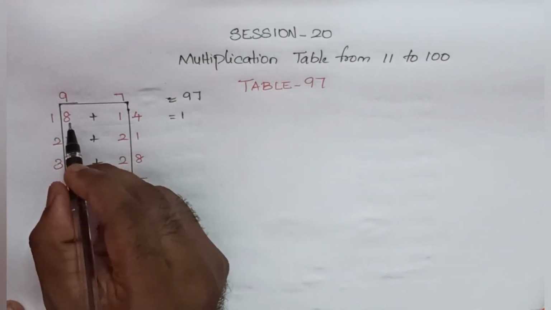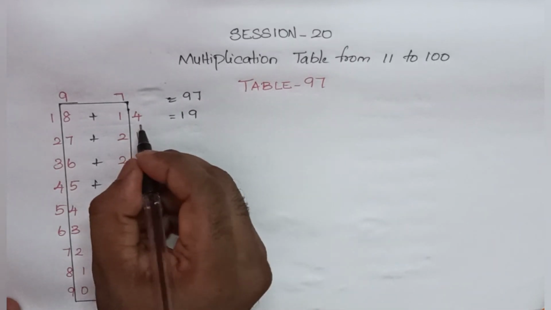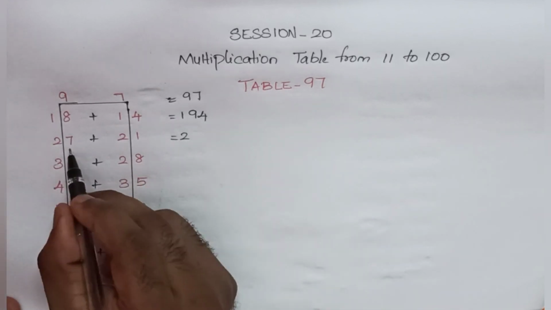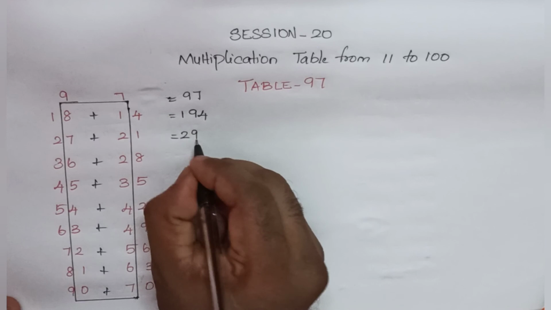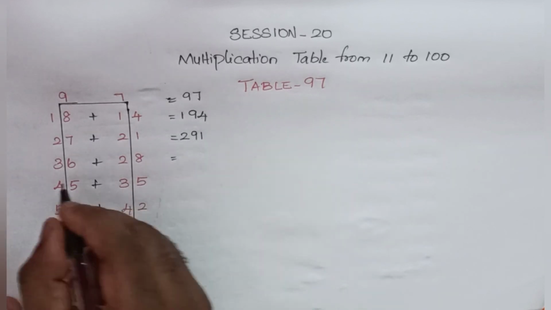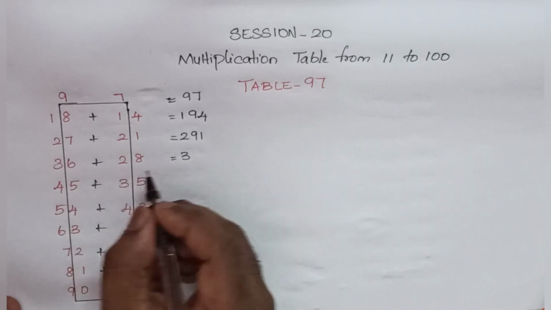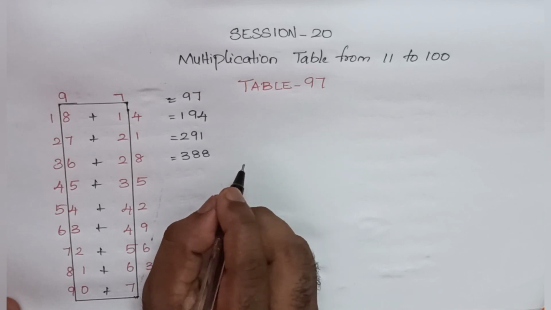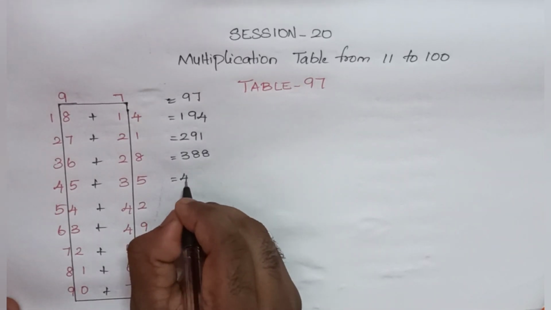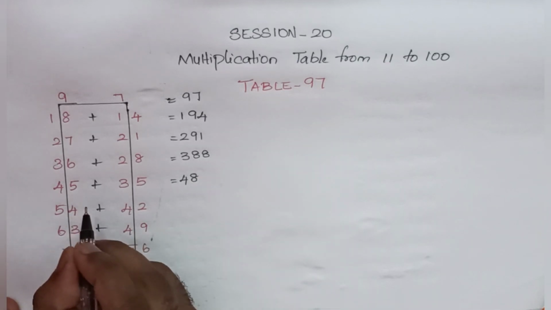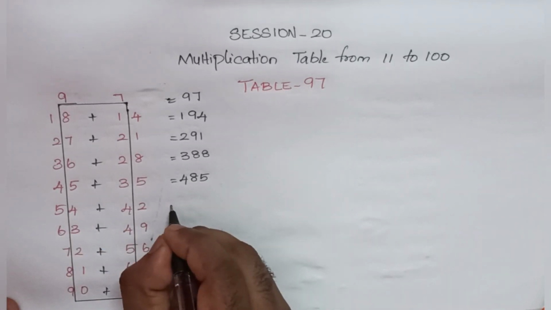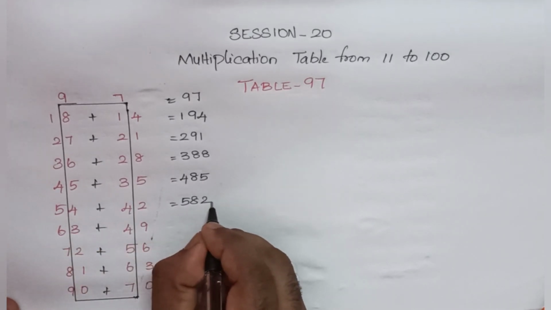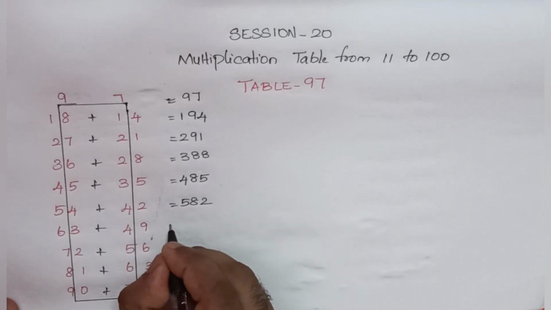Then 2 outside. 7 plus 2 is 9. Then 1 outside. So here 3 outside, 6 plus 2 is 8, then 8, 388. Then 4 outside, 5 plus 3 is 8, 5 outside. 5 outside here, 4 plus 4 is 8, 2 is outside here, 582, like this.